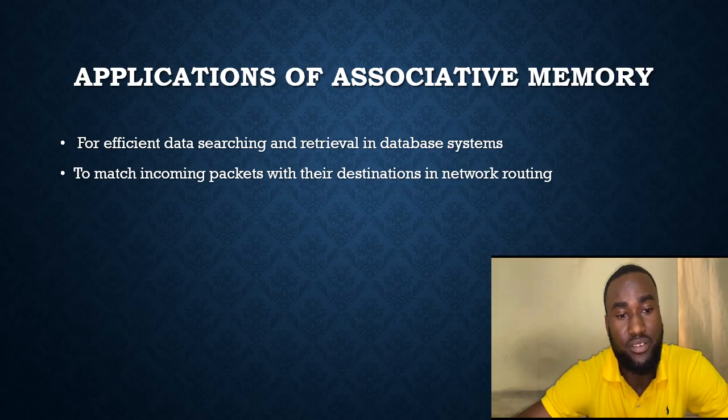Associative memory finds its application in various fields. For example, associative memory is used in network routing to quickly match incoming packets with their appropriate destination. It's also widely used in database systems, allowing for efficient data searching and retrieval.